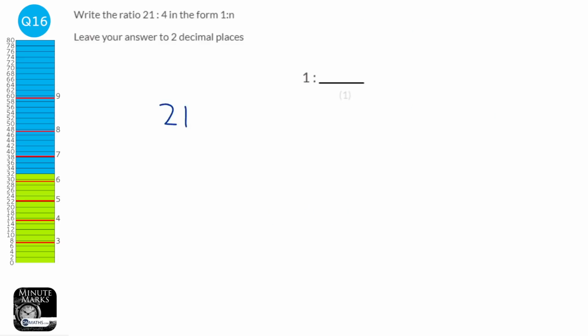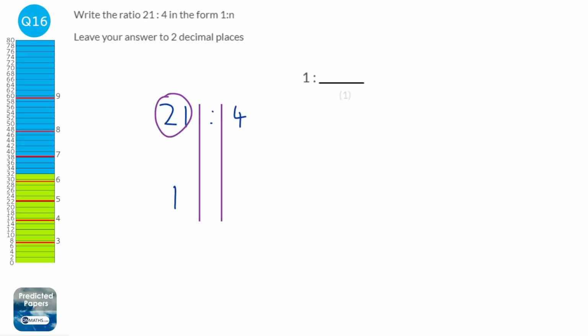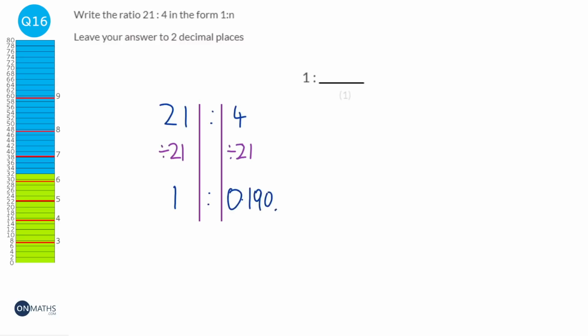So we're given 21 to 4 as the ratio. We're just going to have our lines in, because what we need to do is make the left-hand side be 1. And to do that, for 21, I need to divide it by itself, divide it by 21, and we're going to do the same to the right-hand side. So 21 divided by 21 is 1. Perfect, that's what we wanted. 4 divided by 21 is 0.190 and so on.